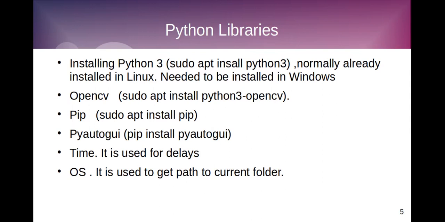OpenCV is utilized for its powerful image processing capabilities, which are crucial for recognizing game elements on the screen. It will be installed by entering the command sudo apt install python3-opencv.